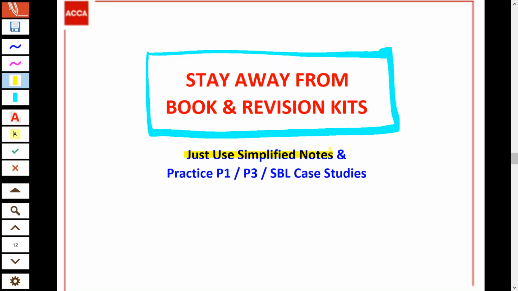And then instead of revision kits, I've seen all the revision kits, Kaplan, BPP, and I am sorry to say that I was not impressed by the quality of the answers. They were far from the actual kind of papers, and the solutions were very confusing. So I would rather prefer that you practice the actual past paper questions from P1, P3 and SBL and look at the examiner's answers rather than the kits' answers. Okay.